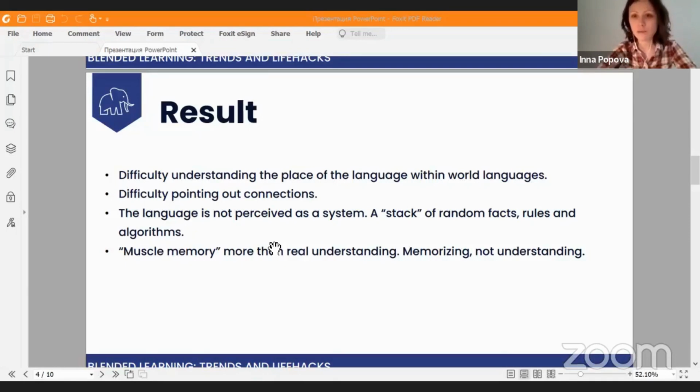Again, as I said, the language is not perceived as a system by the students. It is kind of a stack of random facts, random rules, and then a lot of muscle memory, so to say, when the student does a lot of exercises dedicated to the same rule, and then it kind of becomes automatic for the student. The thing that I personally had to fight the most in students is that they tend to memorize and not understand. So they rely on memory more than on understanding the connections and the facts of the language.